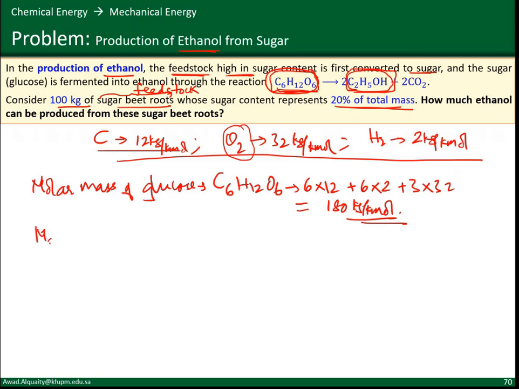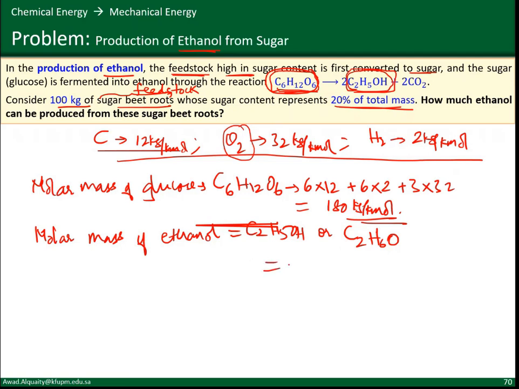Same way we can do it for ethanol. So ethanol is C2H5OH, or you can write it as C2H6O. There is a total of 6 hydrogen atoms; OH is also an additional hydrogen atom. So the molar mass is going to be 2 times the molar mass of carbon atom, which is 12, plus 3 times the molar mass of hydrogen molecule, which is 2, plus the mass of oxygen atom, which is 32 by 2. When you sum this up, it comes out to be 46 kilogram per kilomole.